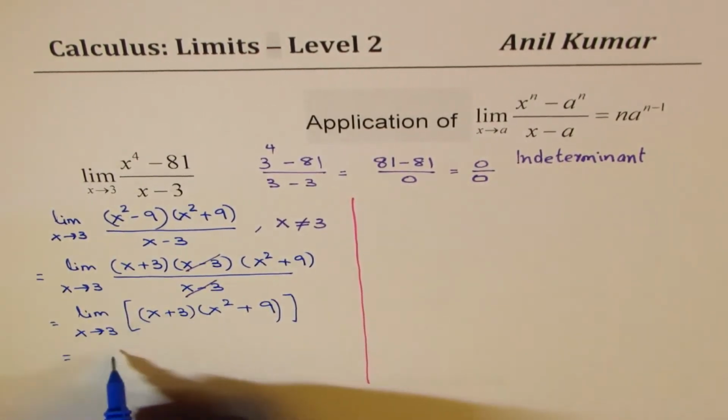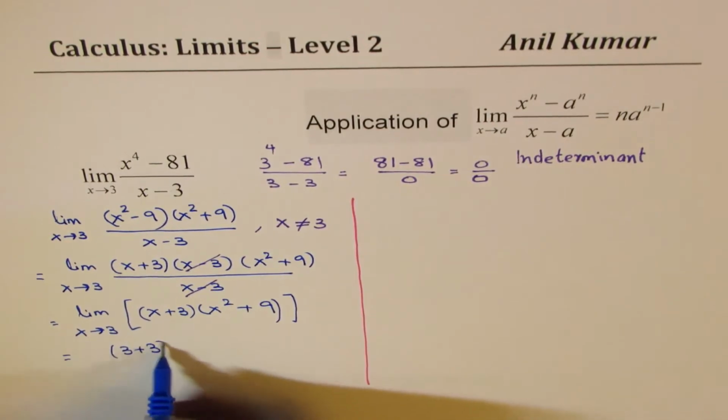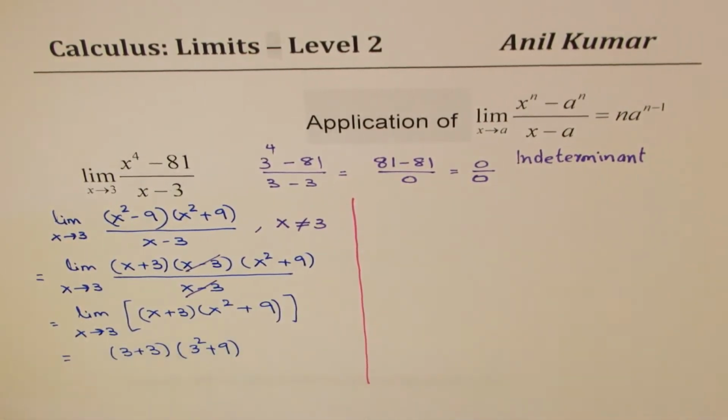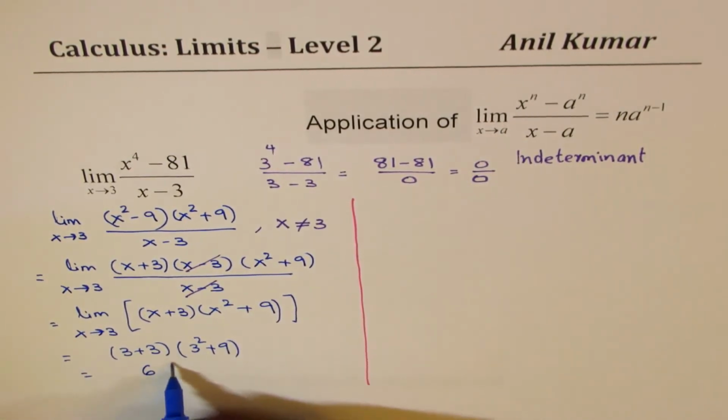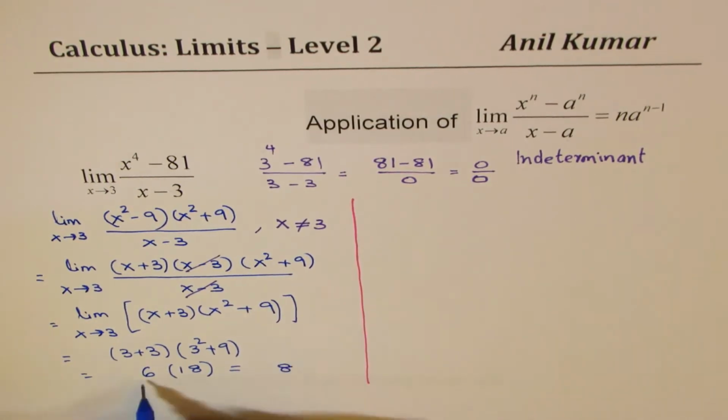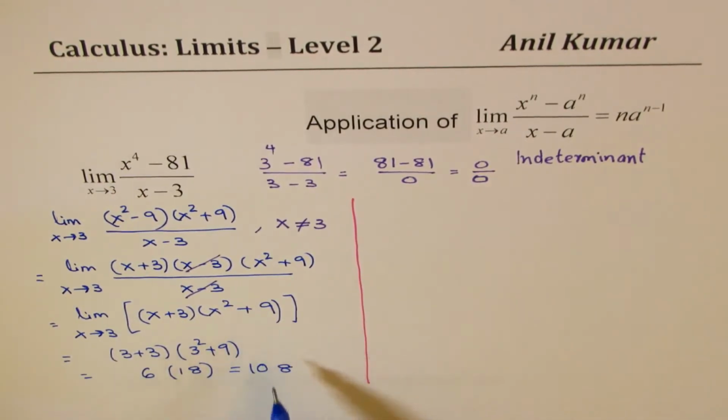And after substituting 3, we get 3 plus 3 times 3 square plus 9, which is 3 plus 3 is 6, right? And this is times 9 plus 9 is 18. And so you get your answer. 6 times 18 is 108. And then you get 108 as your answer. Well, that's one way, definitely a nice way to do. We just took a couple of minutes here.